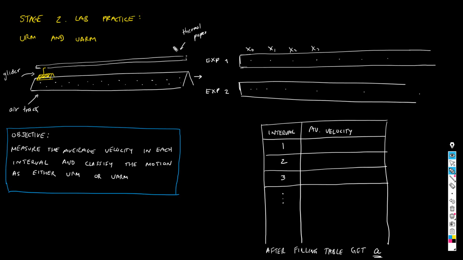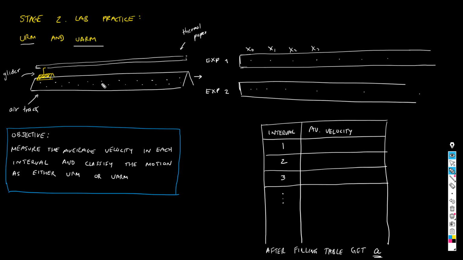So basically, what is this experiment about? This experiment, guys, is for you to observe uniform rectilinear motion and uniformly accelerated rectilinear motion, both types of motion that we discussed in the previous video.